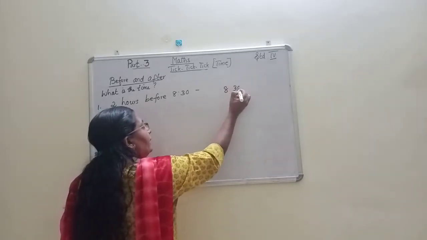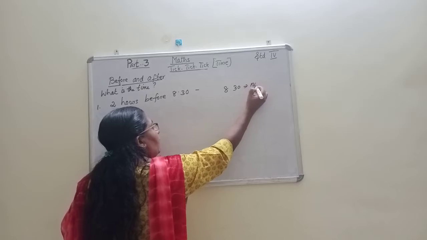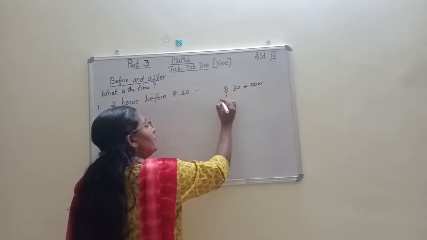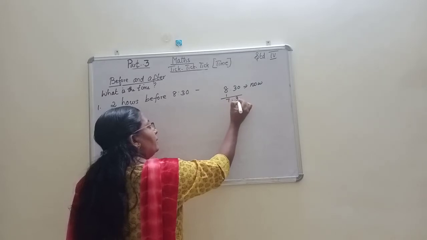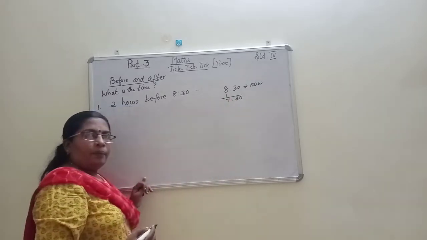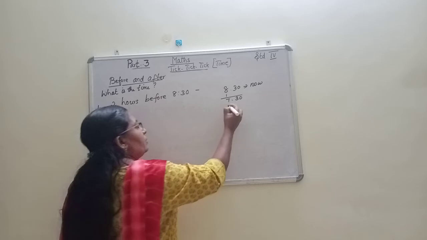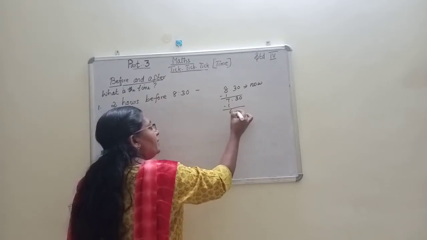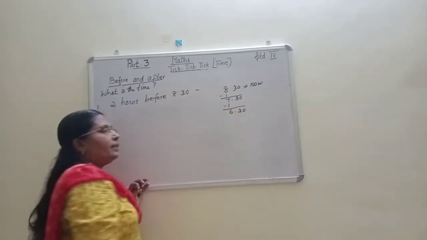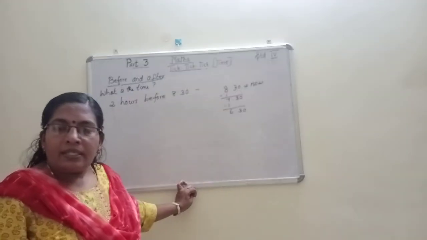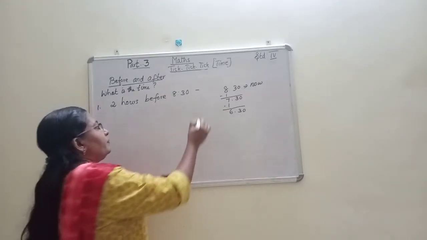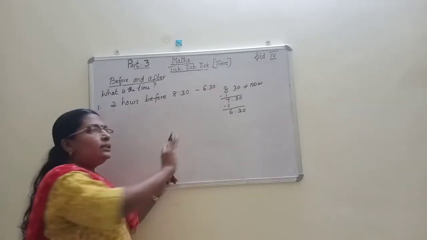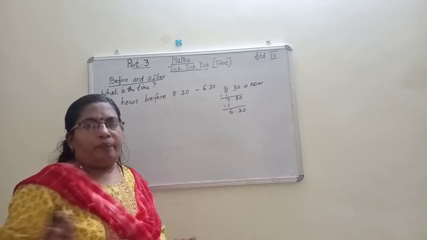Now 8:30. Before 1 hour, that is 7:30. Then before that, 1 hour minus, that is 6:30. There is no AM and PM.